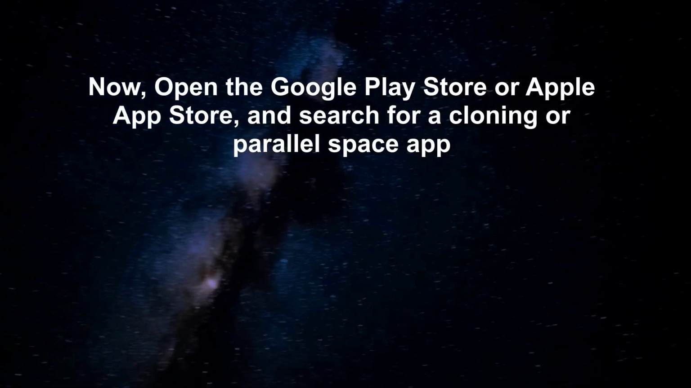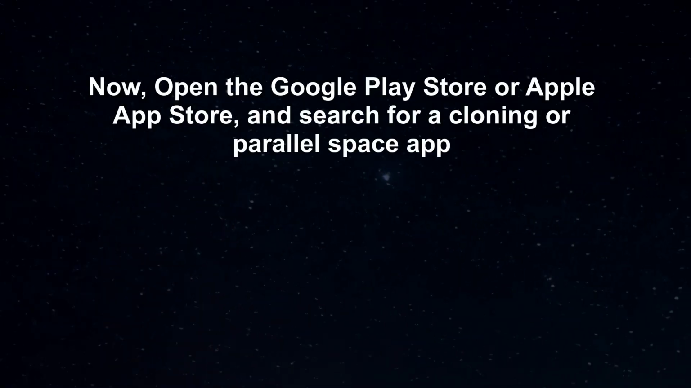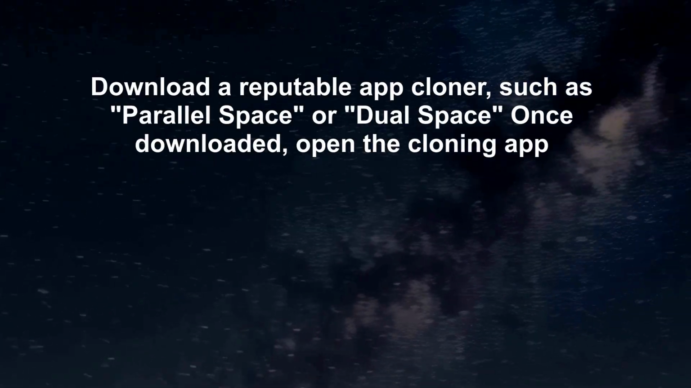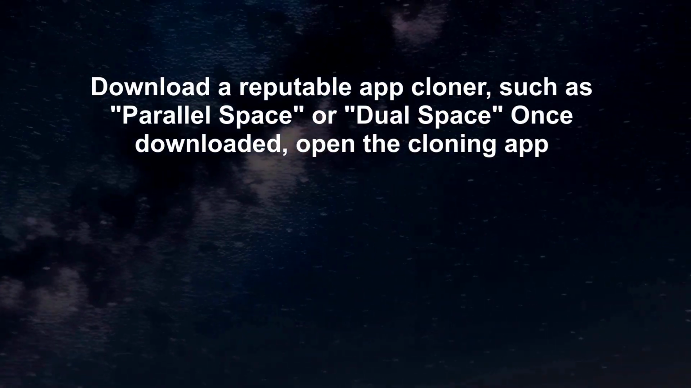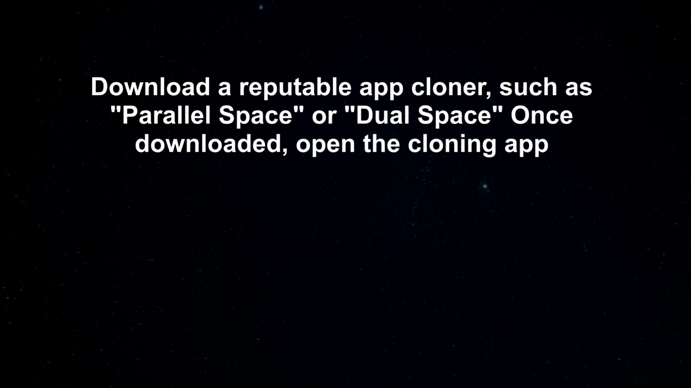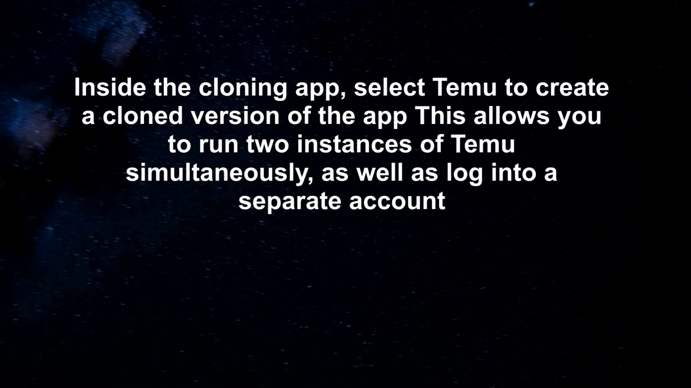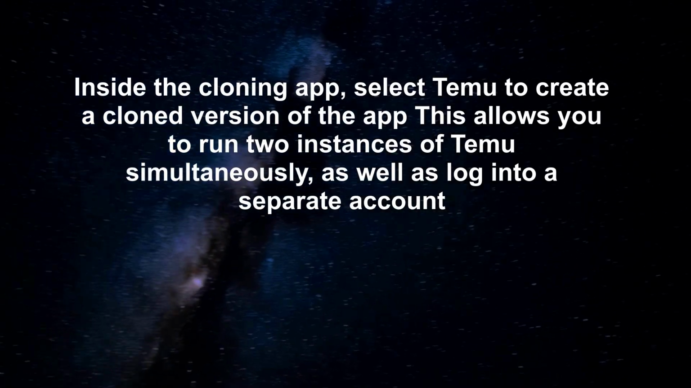Now open the Google Play Store or Apple App Store and search for a cloning or parallel space app. Download a reputable app cloner, such as Parallel Space or Dual Space. Once downloaded, open the cloning app. Inside the cloning app, select Temu to create a cloned version of the app.